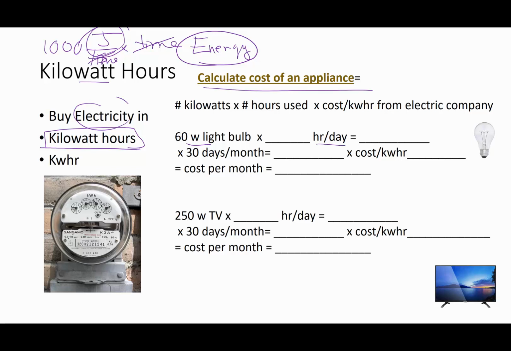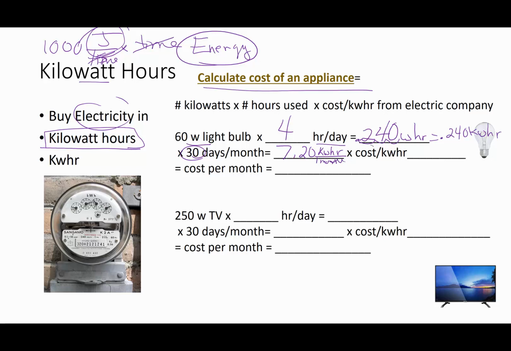Let's say I have a 60-watt light bulb, and I run it 4 hours a day, a couple hours in the morning, a couple hours in the evening, depending upon the time of year. So 4 times 60 is going to be 240 watt hours. Well, I don't want watt hours, I want kilowatt hours. So I'm going to move my decimal 3 places. So 0.24 kilowatt hours. Now there are 30 days in a month, so I multiply that by 30. And when I do that, I end up with 7.2 kilowatt hours that I'm using in 1 month.